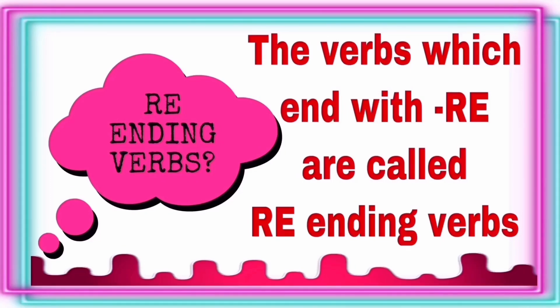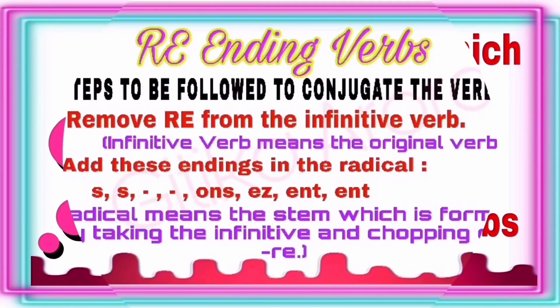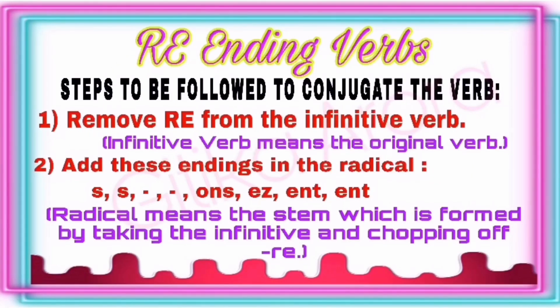Now let's see how to conjugate RE ending verbs. There are only two simple steps that you need to follow to conjugate an RE ending verb. So the first step is to remove RE from the infinitive verb. Now what is an infinitive verb? An infinitive verb means your original verb, or you can say unconjugated verb. Alright? And the second step is to add these endings in the radical. Now what does the word radical mean? Radical means the word which will be left after cutting off RE. Okay, now let's understand it with the help of an example.